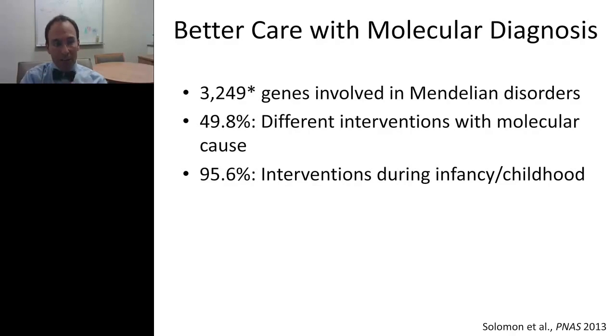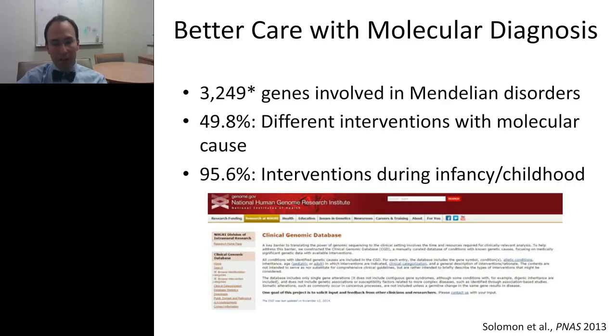But I looked at all of these, and I found that almost exactly half the time you would take care of the patient differently. There'd be a different medical intervention if you knew the molecular cause. And unsurprisingly, the majority of the time, 95.6% of the time, we would do that intervention early. We would do it during infancy or childhood.